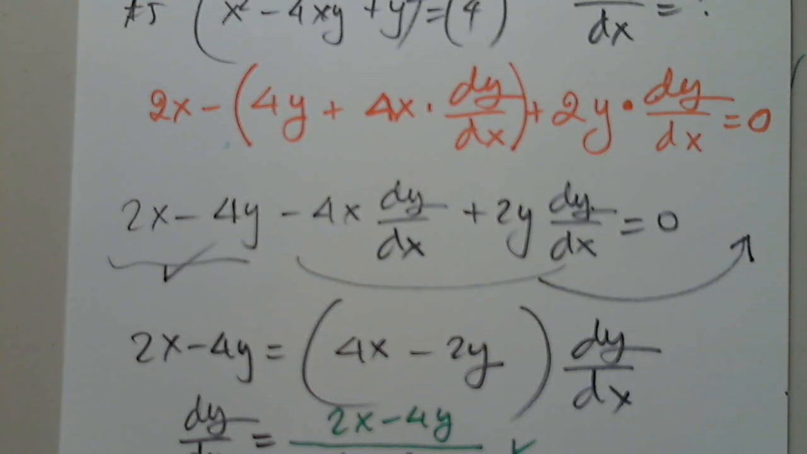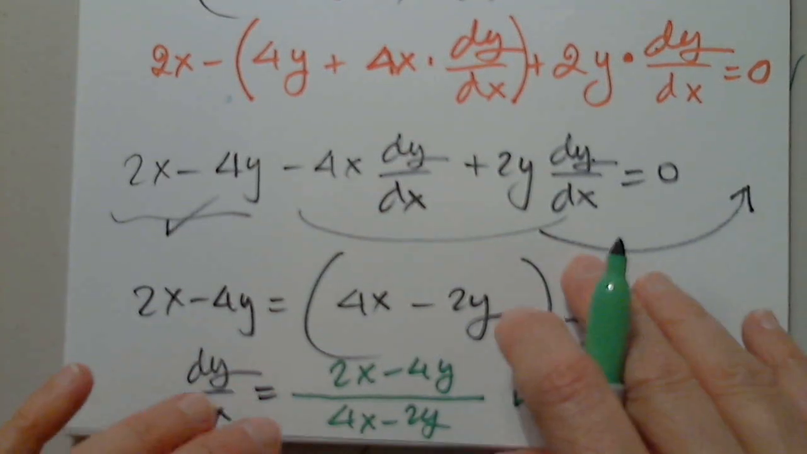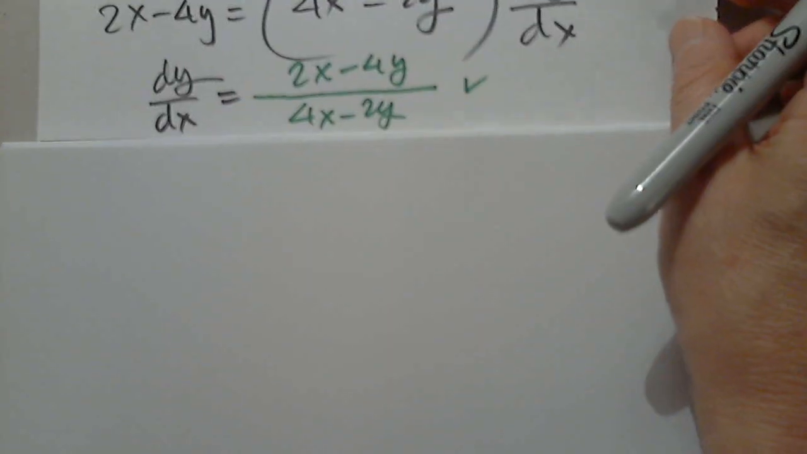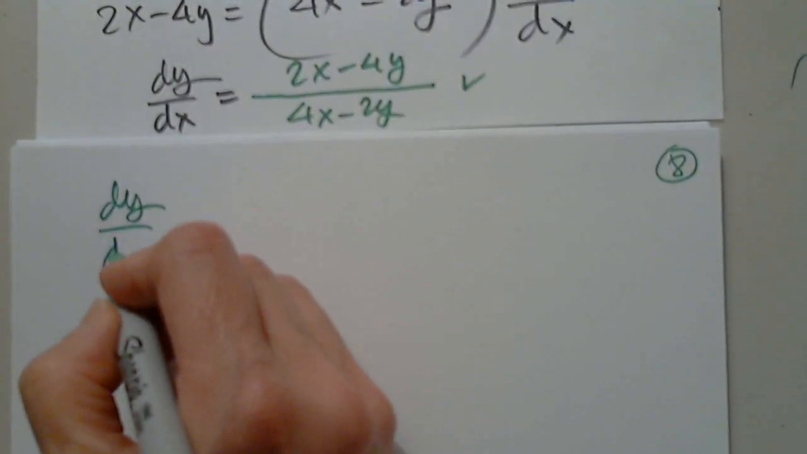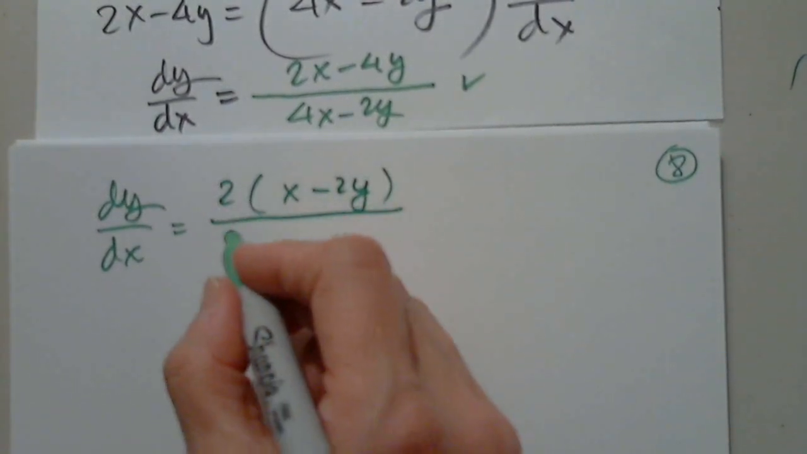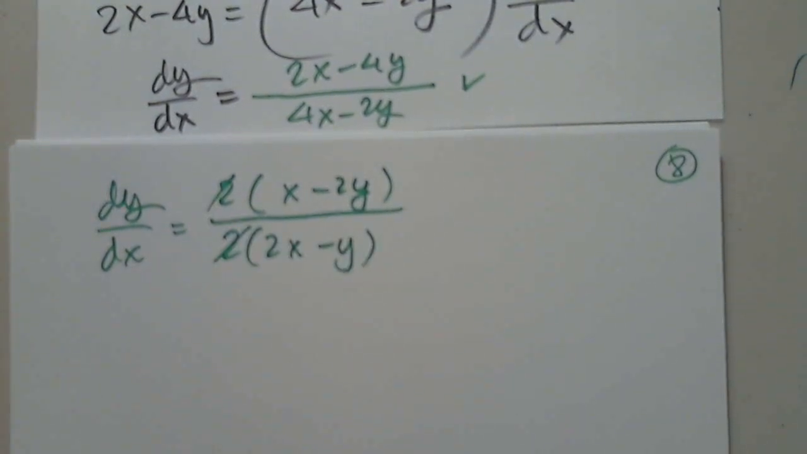And absolutely you could simplify that, right? But only by 2. Yes. So you can factor out the 2 and factor out the 2 and then simplify. Let's do that. But nothing else. I'm just making sure. So x minus 2y over 2, 2x minus y. This is the only thing we can do. The rest has to stay.